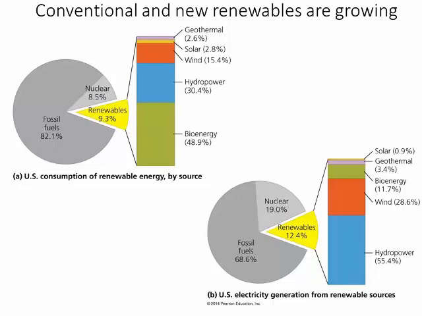Altogether renewables account for only 9.3% of U.S. energy consumption. Renewables account for 12.4% of U.S. electricity generation. While these numbers are small, it's important to note that renewables are growing faster than conventional energy sources. Wind power is growing at 50% per year and nations are looking for ways to move away from fossil fuels while ensuring a reliable energy supply.